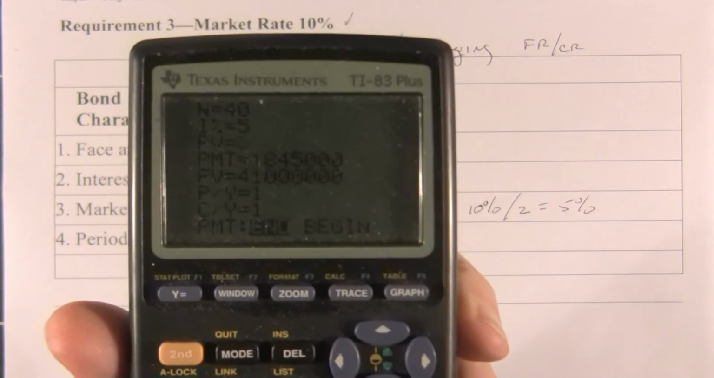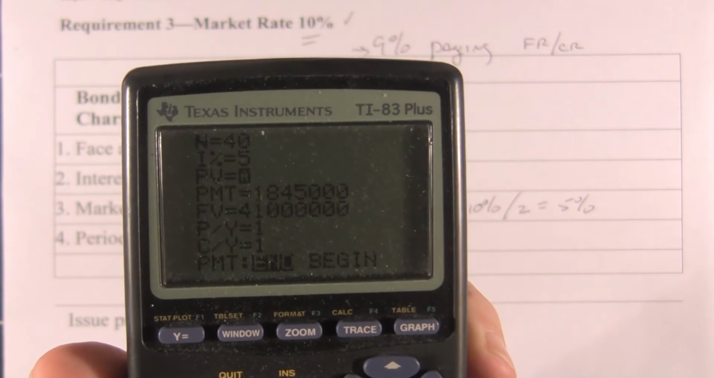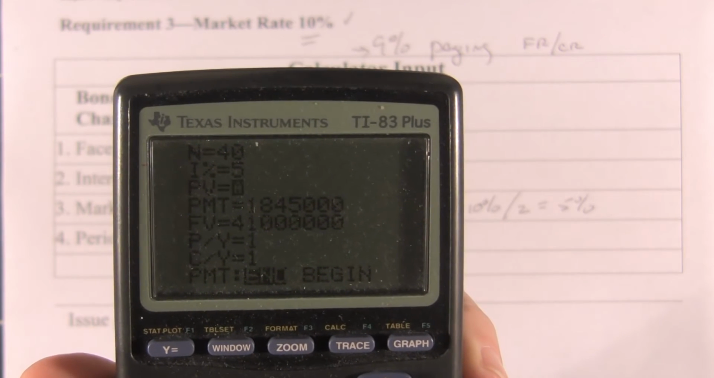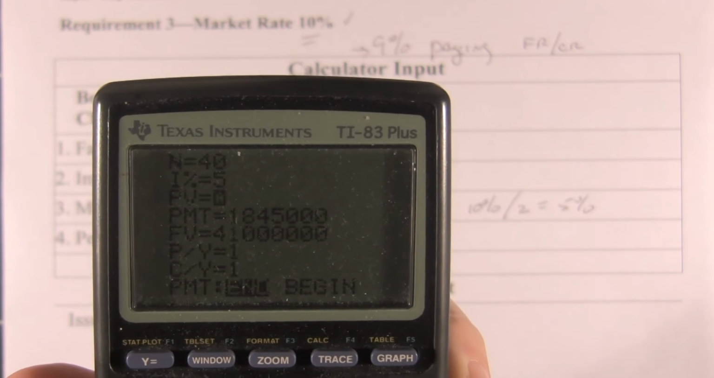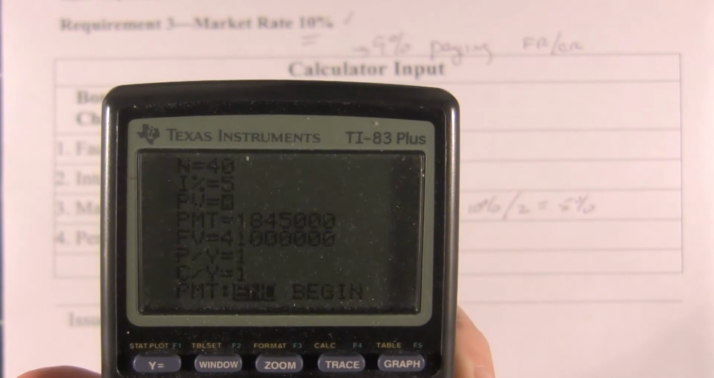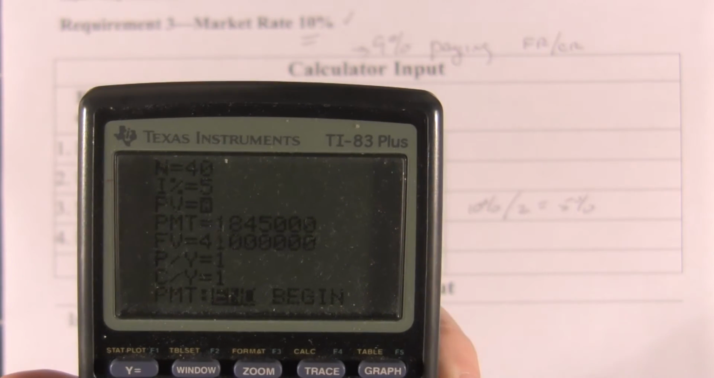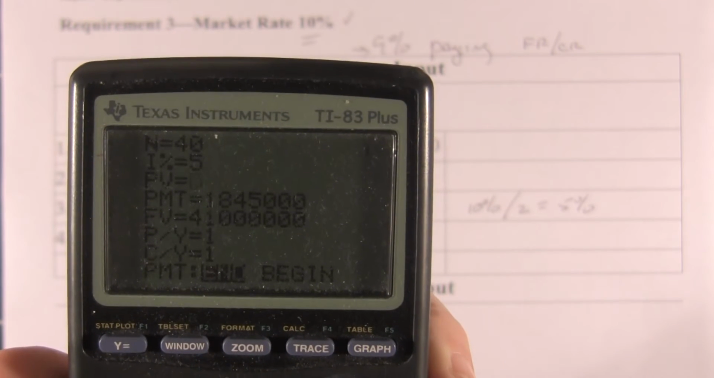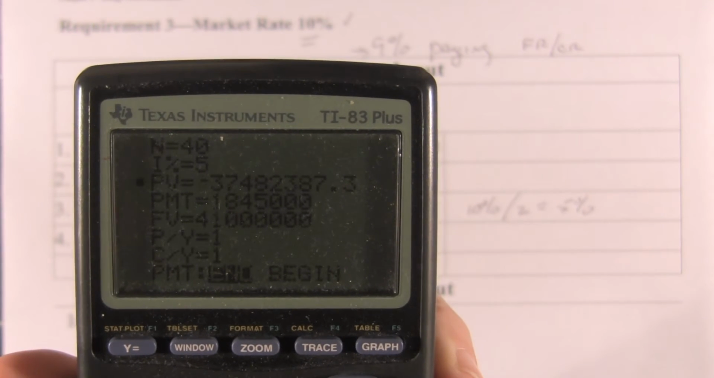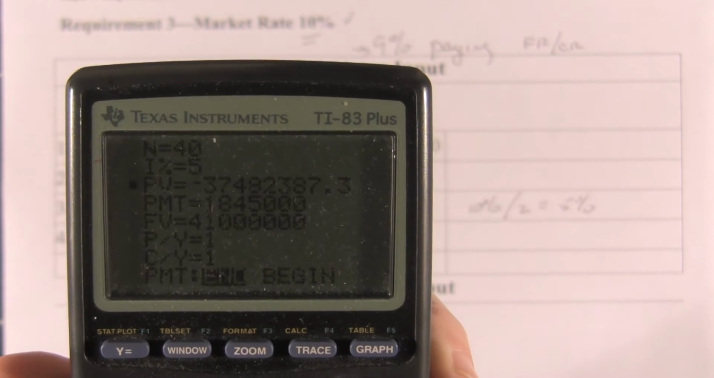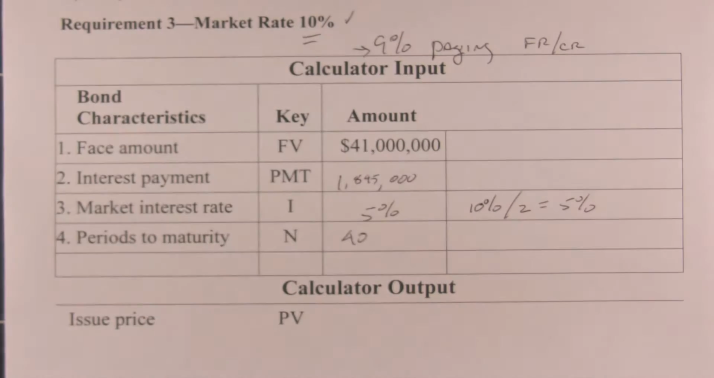Making my present value alpha. Everything else remains the same. The interest payment is $1,845,000 twice a year. The face value right now is $41 million. And we still get our interest payment at the end of the period. That's what the end means. We'll hit enter. And this bond will sell for $37,482,387.30.